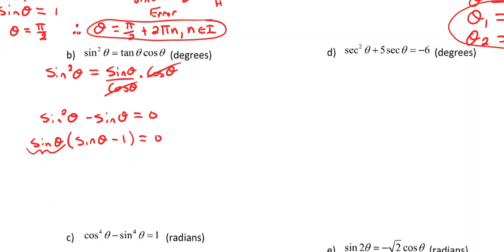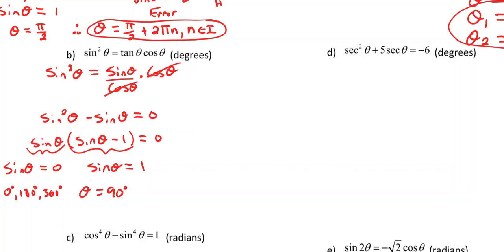And now I can see what my solutions would be, right? So I'm going to be asking, where is sine theta equal to 0? That's going to be for this solution. Well, that's going to be at 0 degrees, and 180 degrees, and 360, and so on, right? Okay, so I'll just leave that for a second. Maybe I can combine these into one. Okay, and then this one will be saying, where is sine theta equal to 1? That is going to be at an angle of 90 degrees and 270 degrees and so on, right?